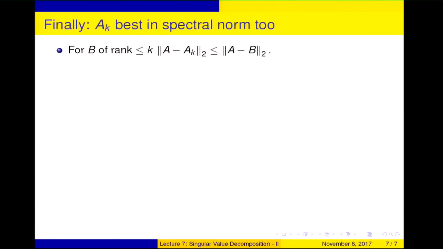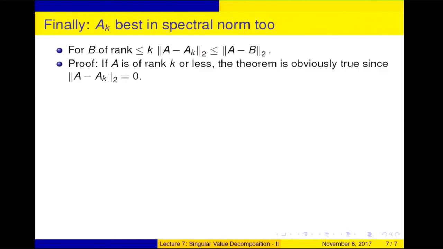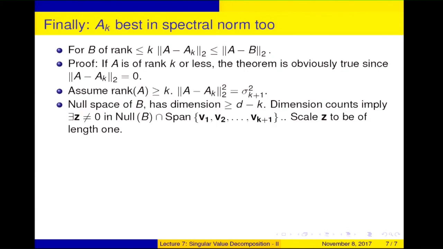So first case: if the rank of A is k or less, it's trivial, because then A minus A_k is 0. A_k takes away the top k terms of A. So if the rank is k or less, then we take away everything. So 0 is, of course, less than or equal to anything like that. That's non-negative, so nothing to prove. So we assume that the rank of A is greater than k. So A minus A_k, spectral norm, we already know that. We knew that from the last slide.